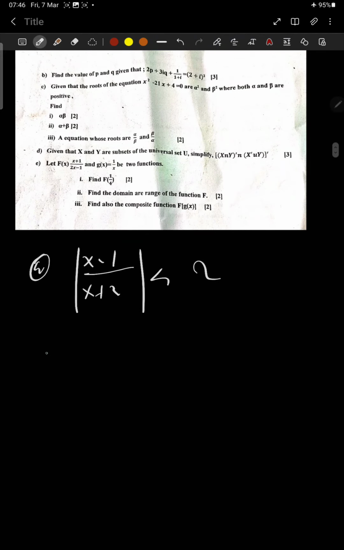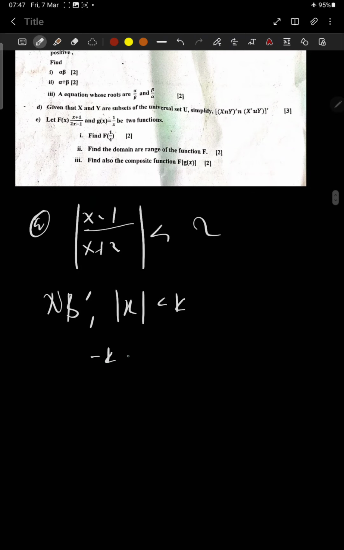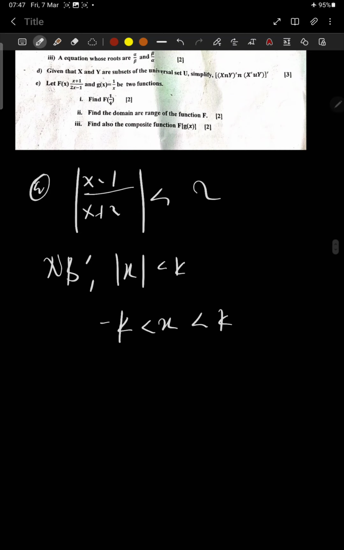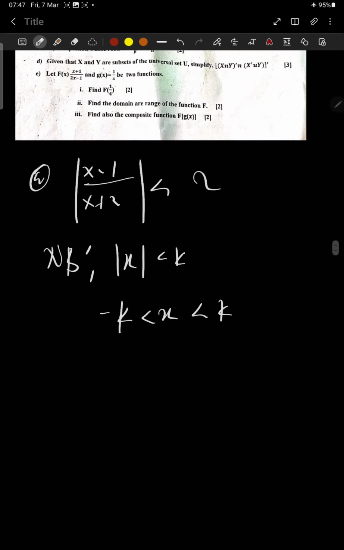Note that if you have the modulus of x less than k, this will be negative k less than x less than positive k. That's how you remove the modulus.